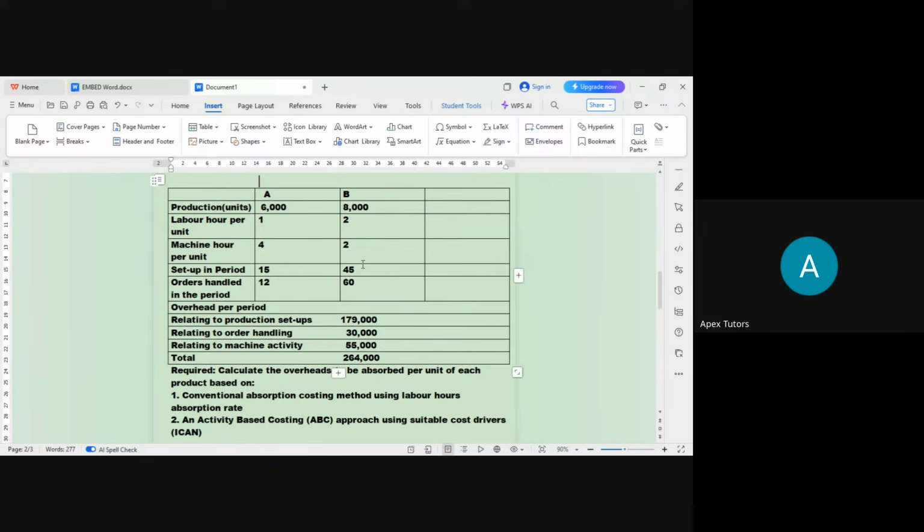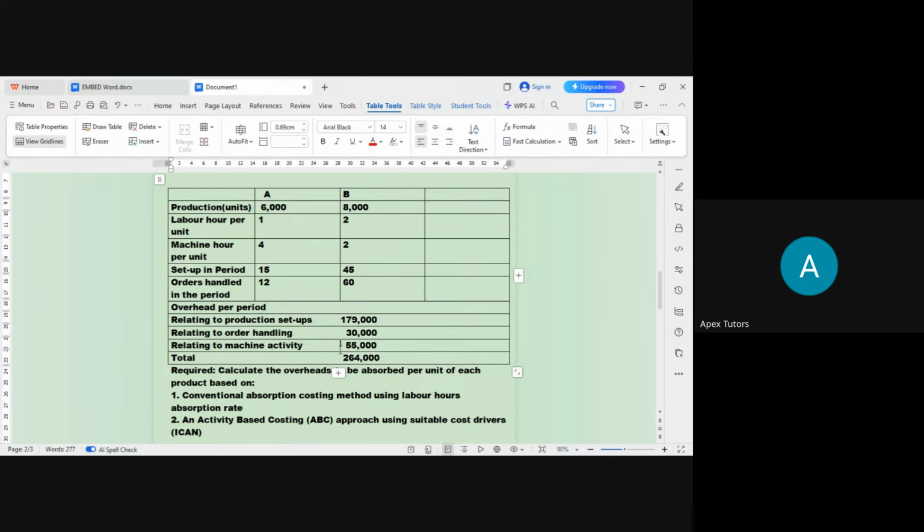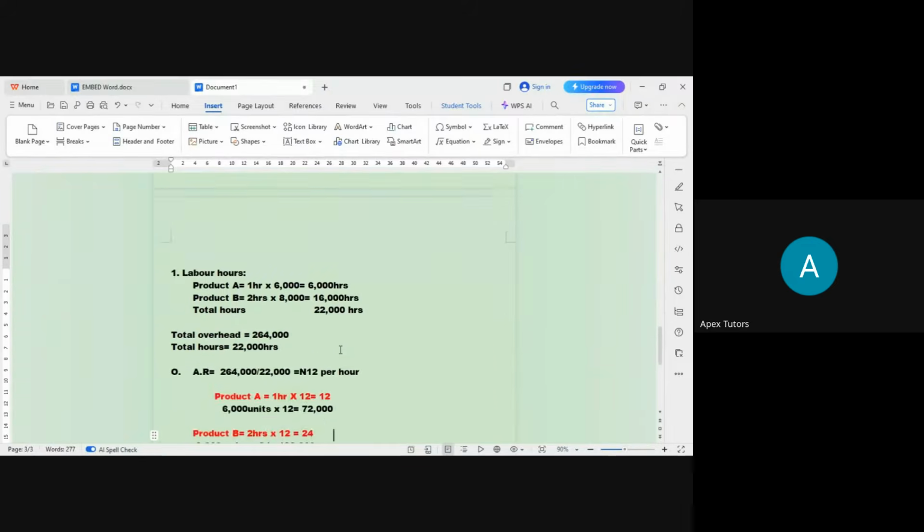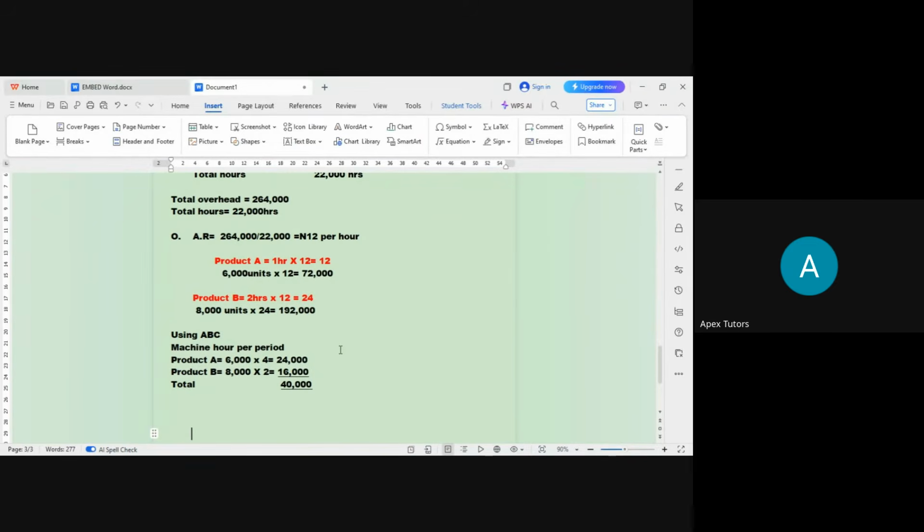Now, for you to determine how much you pay, that is the cost driver rate now. The rate per setup will be what? 179,000 divided by 60. You have the cost per setup, and that will be the cost driver rate. Let's show that. So in the question we are going to solve, in that past question, you see similar things like this, so that when we come there, it will be a smooth ride for you.